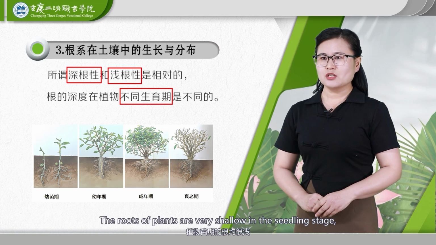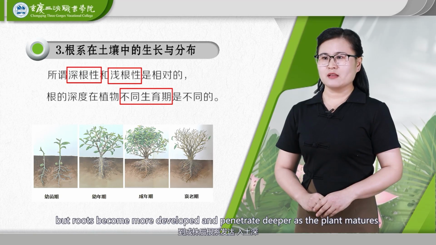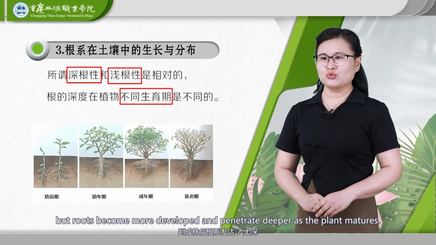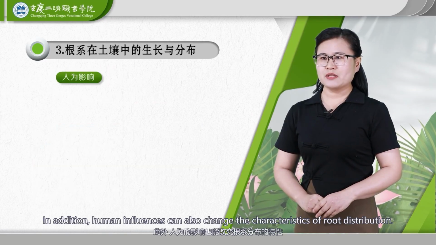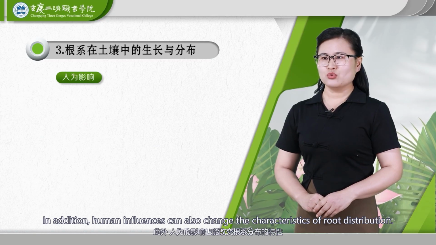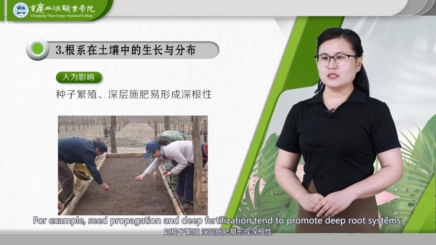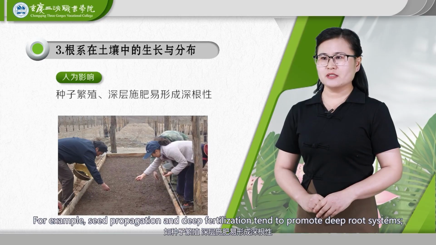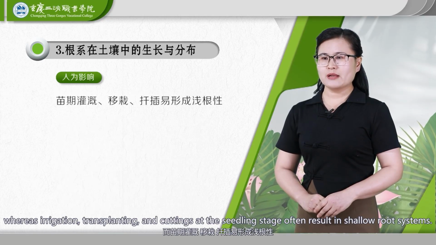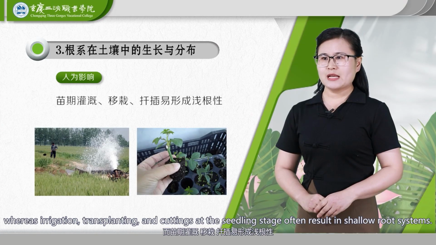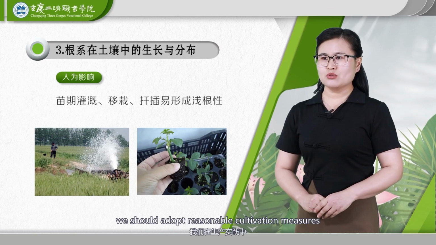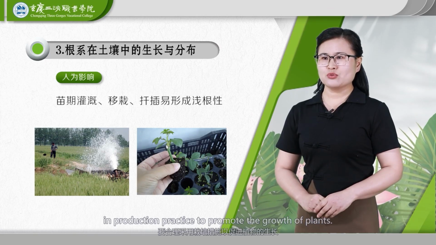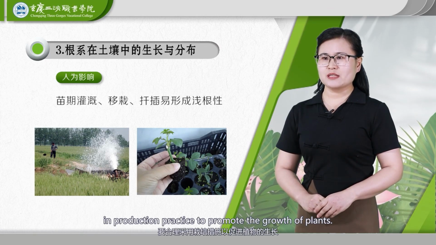The roots of plants are very shallow in the seedling stage, but roots become more developed and penetrate deeper as the plant matures. In addition, human influences can also change the characteristics of root distribution. For example, seed propagation and deep fertilization tend to promote deep root systems, whereas irrigation, transplanting, and cuttings at the seedling stage often result in shallow root systems. Therefore, we should adopt reasonable cultivation measures in production practice to promote the growth of plants.